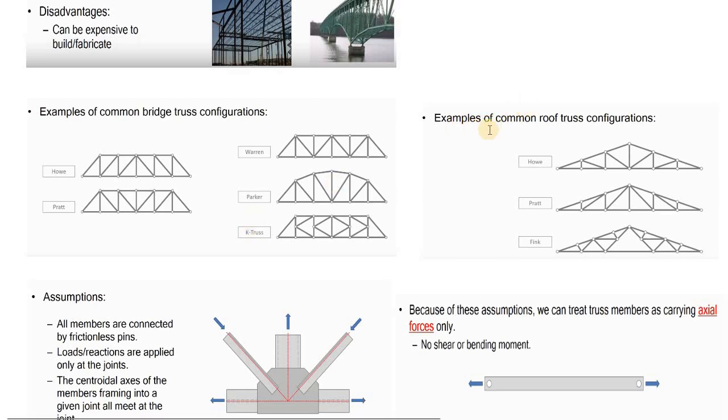Okay, now as you can see, we have example of common roof truss configuration. We have OA roof truss configuration, we have Pratt roof truss configuration, we have Fick truss configuration. As you can see, this shape has a slope shape. So this is how you can know that this is a roof truss configuration. As you can see, these are the slopes. So these are examples of common roof truss configurations. So let's move downward.